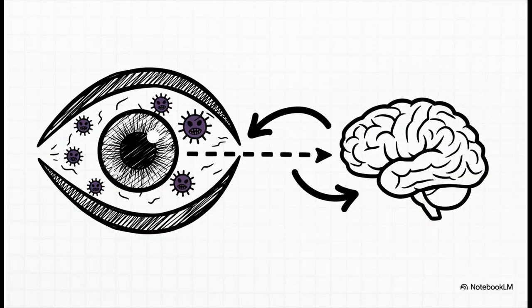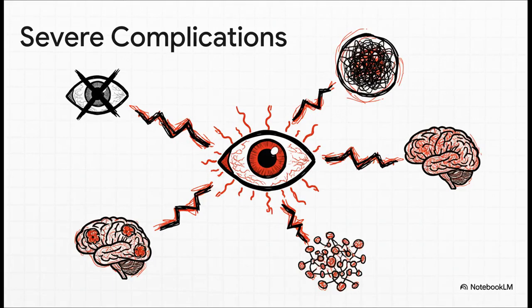And the danger here is twofold. First, all that pressure and inflammation can cause permanent damage to the optic nerve, which can lead to vision loss. And second, the infection is dangerously close to the brain. It can spread. The stakes are just incredibly high. We're talking about the infection leading to abscesses, meningitis, or even a life-threatening blood clot in the brain called cavernous sinus thrombosis. These are potentially devastating, lifelong consequences.